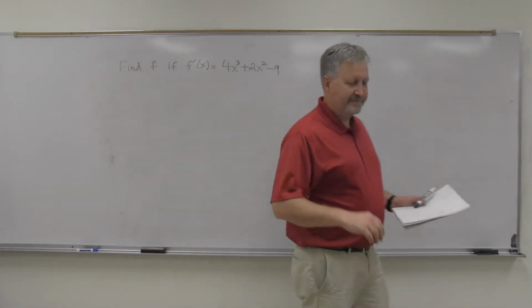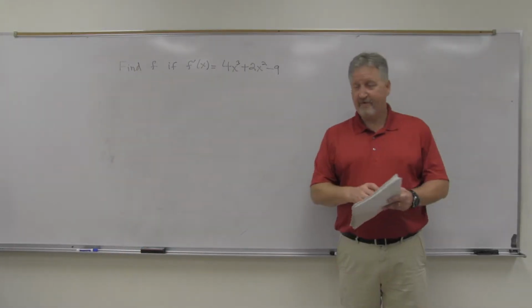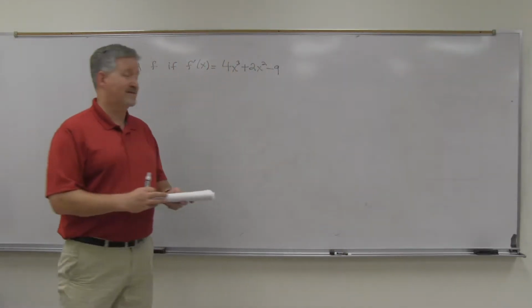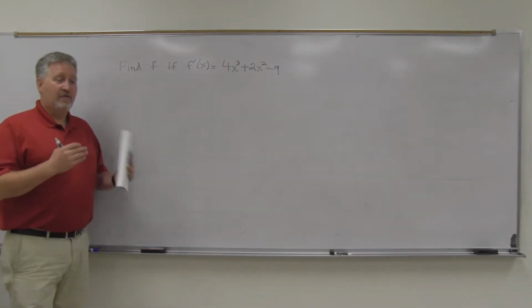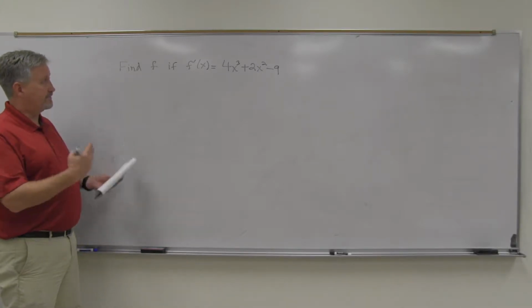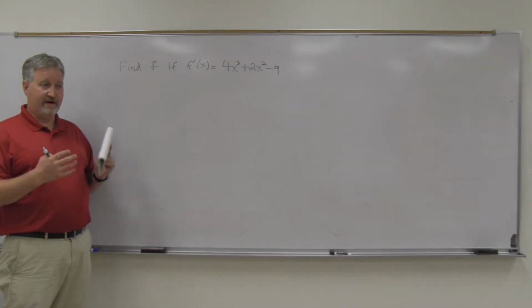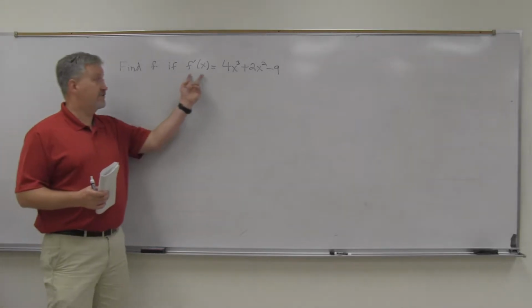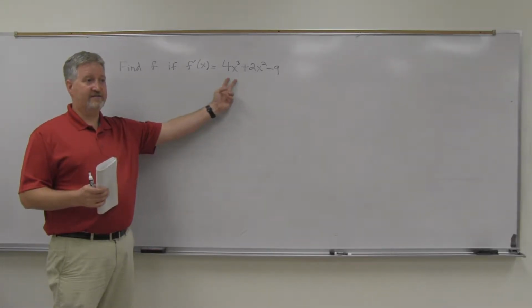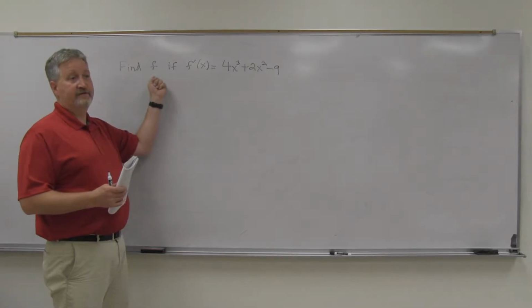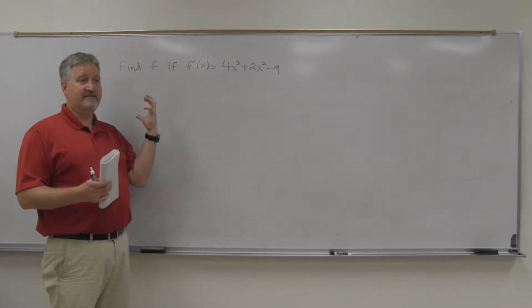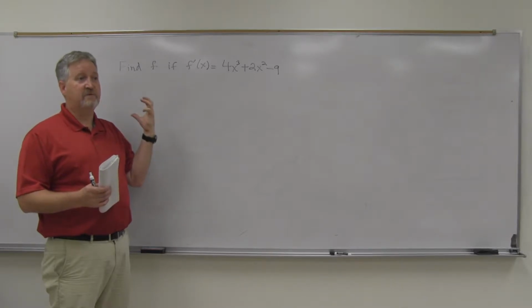Okay, find f if f prime of x equals 4x cubed plus 2x squared minus 9. Well, this problem isn't directly stated, but think about what we're wanting. I've got the derivative is this, and I want the f. I've got the derivative, I want to back up, in essence, to find the function f that it comes from.